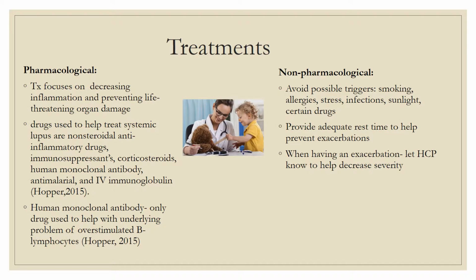The majority of the drugs used to help manage lupus would be targeted towards decreasing inflammation and preventing life-threatening organ damage. There are also a few drugs that can be used to target underlying problems of overstimulated B lymphocytes. Some non-drug ways to help manage lupus would be avoiding possible triggers like smoking, allergies, stress, infections, sunlight, and certain drugs. Also have adequate rest, and when you're having an exacerbation, let the healthcare provider know so they can help decrease the severity of it.